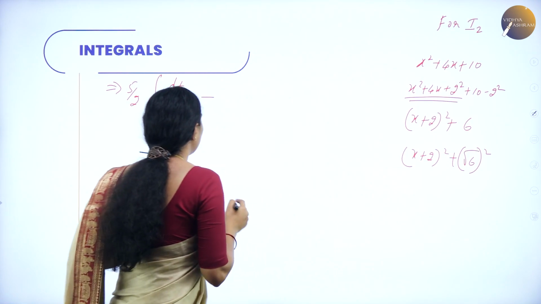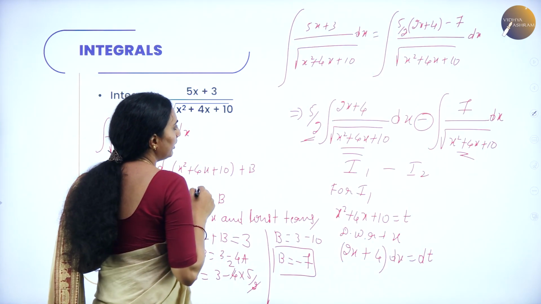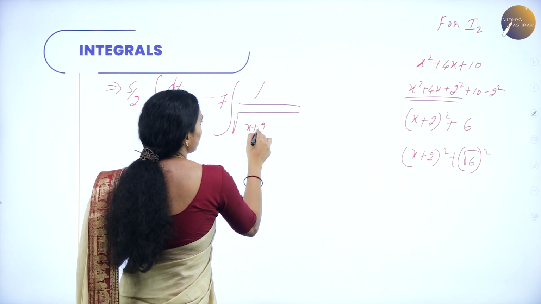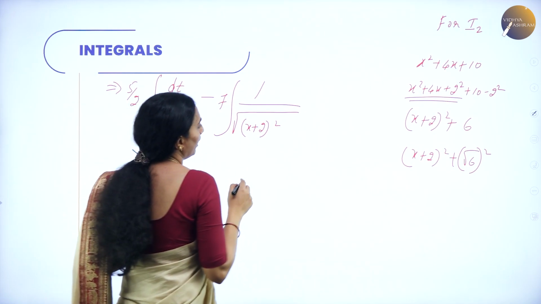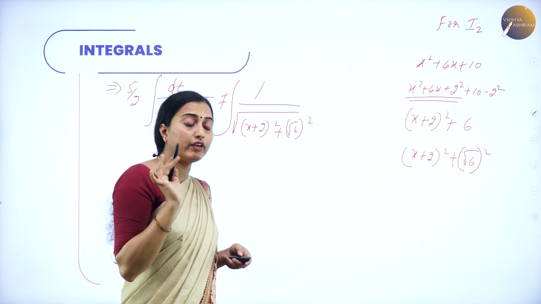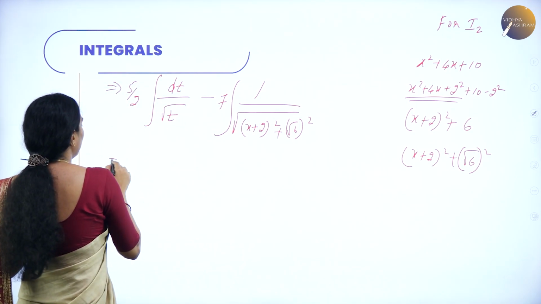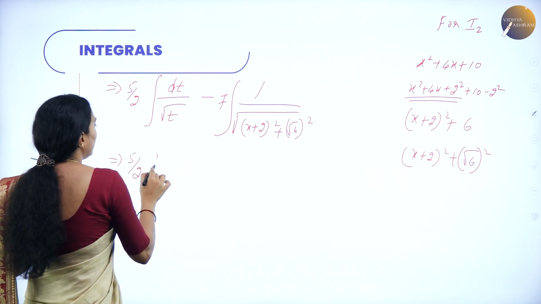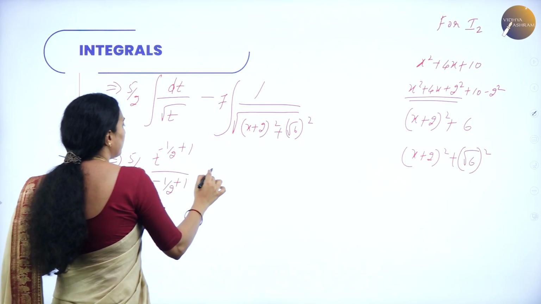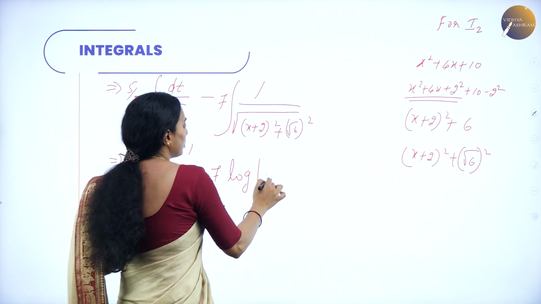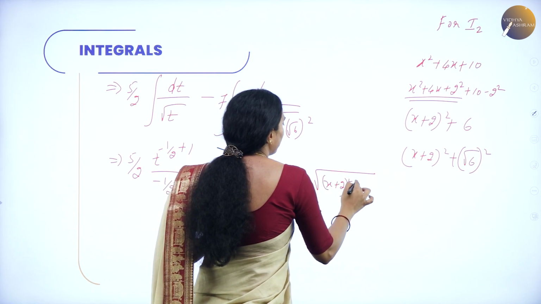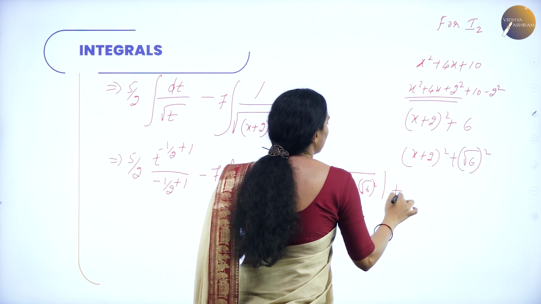Now writing the denominator, the integral has 7 outside, 1 divided by under the root of (x plus 2) whole squared plus (root 6) whole squared, which is in the form of 1 divided by under the root of x squared plus a squared. So this will become 5 by 2 into root t, that is t to the power of minus half, which is t to the power of minus half plus 1 divided by minus half plus 1, minus 7 into log of modulus of x plus 2 plus under the root of (x plus 2) whole squared plus (root 6) whole squared, plus c, right?